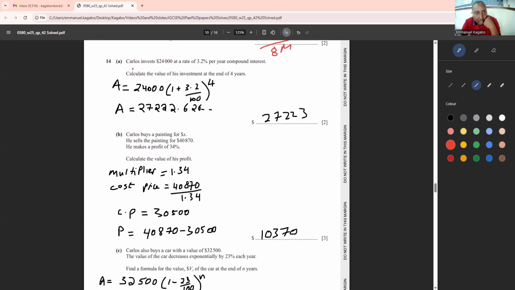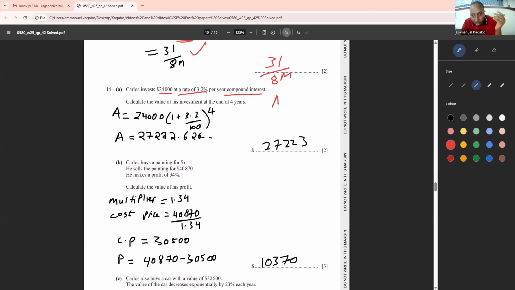Question 14. Carlos invests this at an interest rate of that, compound interest. As soon as you hear compound interest, you're supposed to know this formula. In compound interest, the amount is given by 1 plus R over 100, to the power n. You're supposed to know that. Now, calculate the value of the investment at the end of 4 years. The P is that, the interest rate is that, the number of years is that. Substitute, and this is going to be your answer.